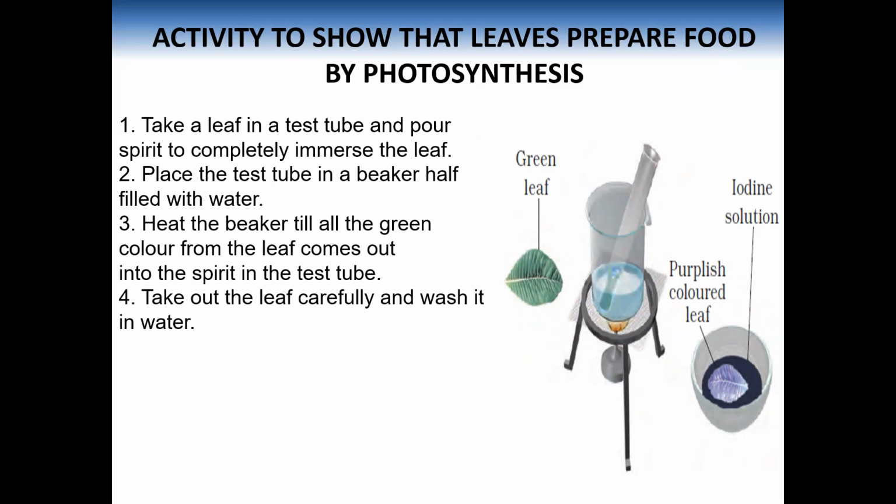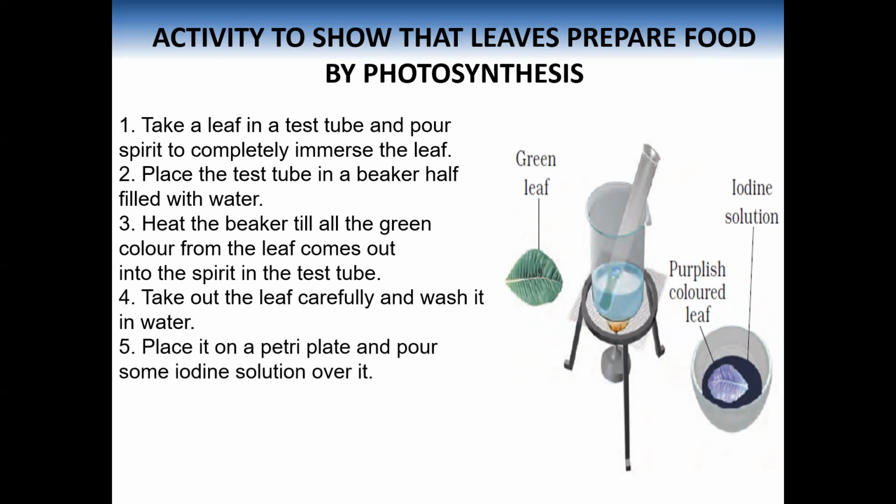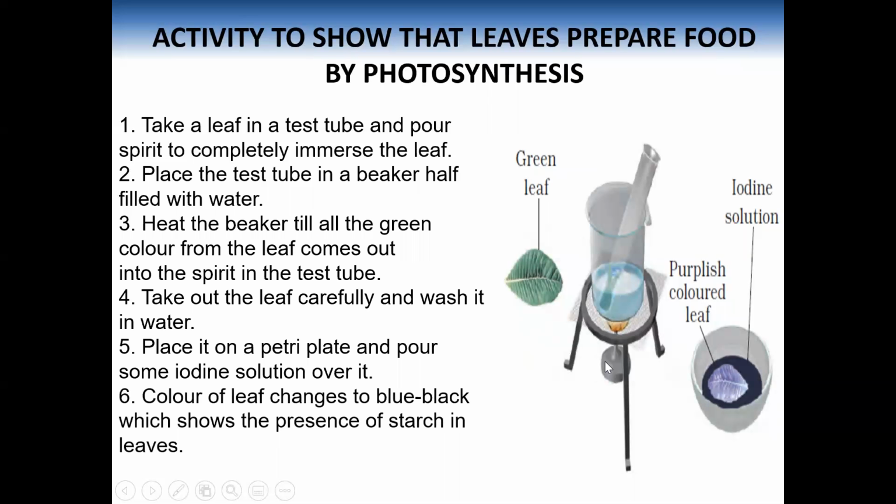Take out the leaf carefully and wash it in water. Place it on a petri plate and pour some iodine solution over it. So what will happen? The color of the leaf changes to blue-black, which shows the presence of starch in leaves. We know that if a food item contains starch and you add iodine solution over it, then the color changes to blue-black.